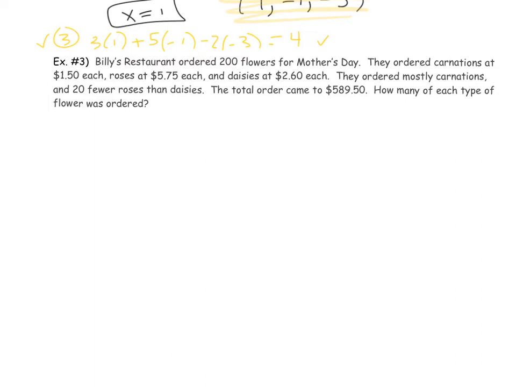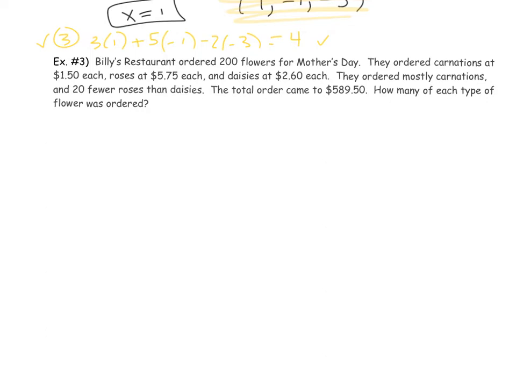If we read first, it says Billy's restaurant ordered 200 flowers for Mother's Day. They ordered carnations at $1.50 each, roses at $5.75 each, and daisies at $2.60 each. Love daisies. They ordered mostly carnations and 20 fewer roses than daisies. The total order came to $589.50. How many of each type of flower was ordered?